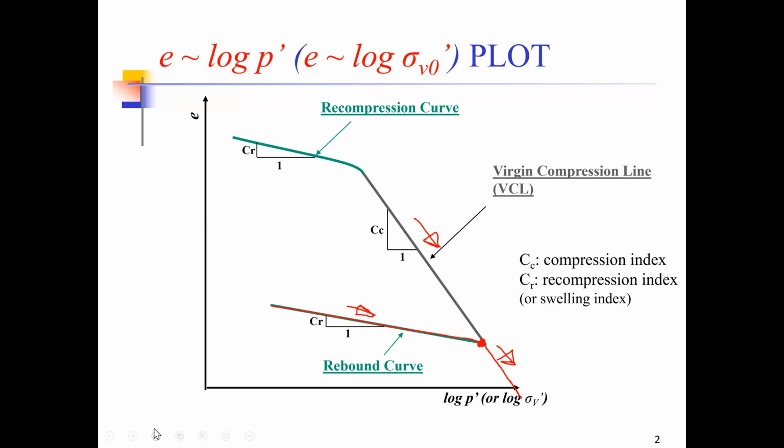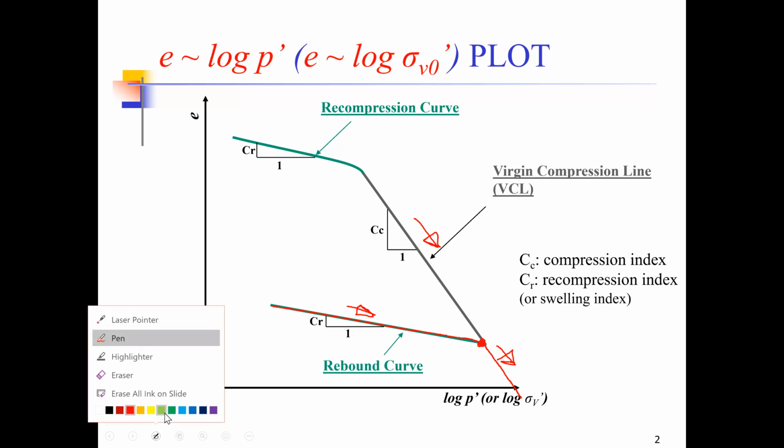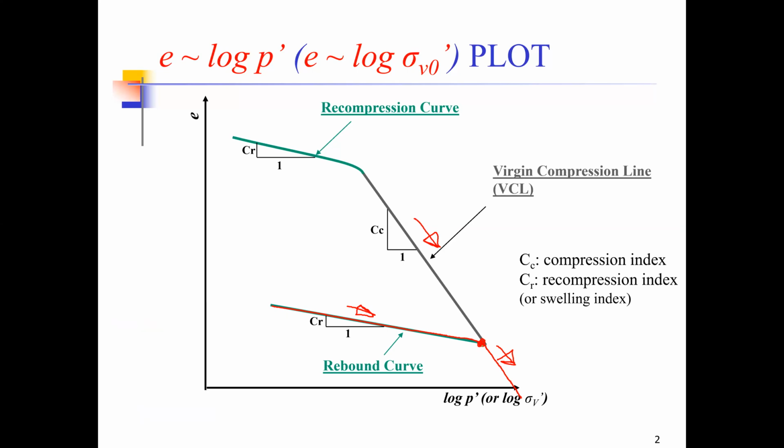Another important aspect to notice here is the significance of this load, which is really important in soil mechanics. Now, this load is what we call the pre-consolidation pressure. This pre-consolidation pressure, represented by sigma p dash, represents that this was the load which was previously applied on the soil sample.